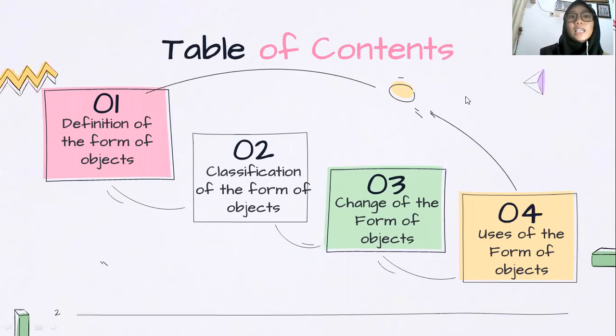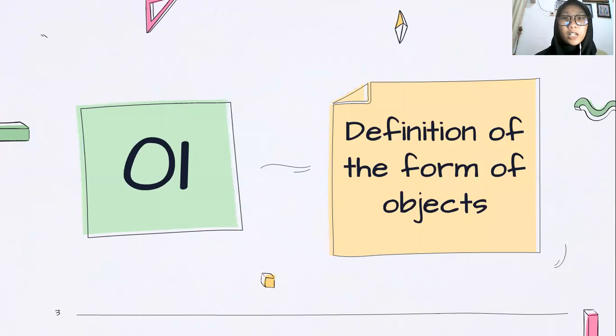Okay, the table of contents in my topic is: 1. Definition of the form of objects. 2. Classification of the form of objects. 3. Change of the form of objects. 4. And last, uses of the form of objects. Okay, first is the definition of the form of objects.